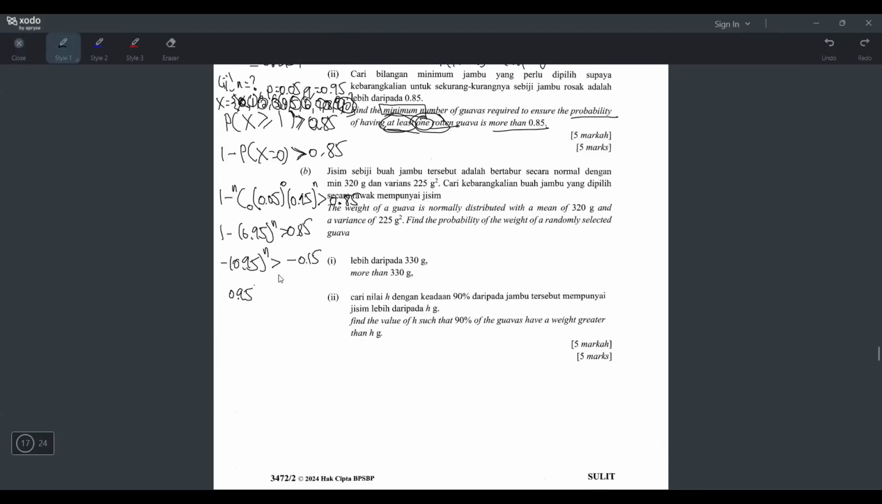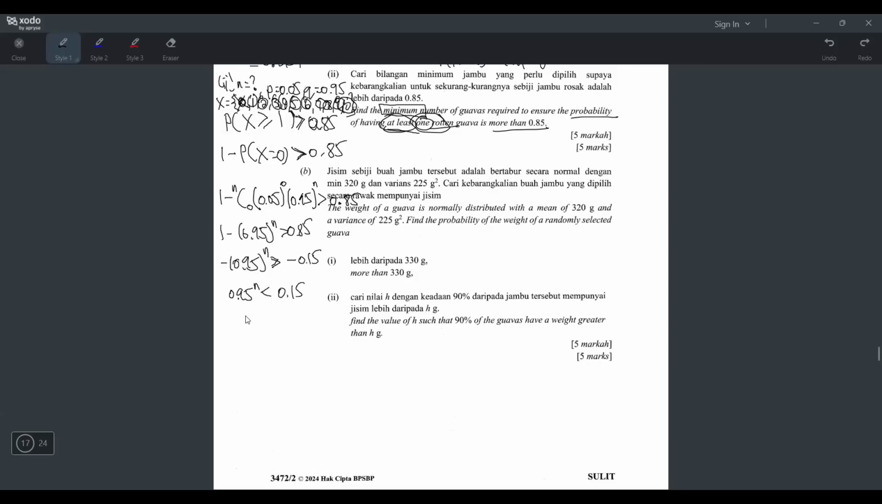So tukar tanda. So jadi 0.95 power n. Ini tukar tanda jadi 0.15. But when you pindah negative macam ni, you have to terbalik your punya symbol. This bigger, you have to terbalik. So when you terbalik jadi smaller. Why have to terbalik? Because you bahagi negative. Yeah, when you pindah negative macam ni means you bahagi negative 1. And when you bahagi negative 1, the symbol have to terbalik kan. So it's bigger jadi smaller already.